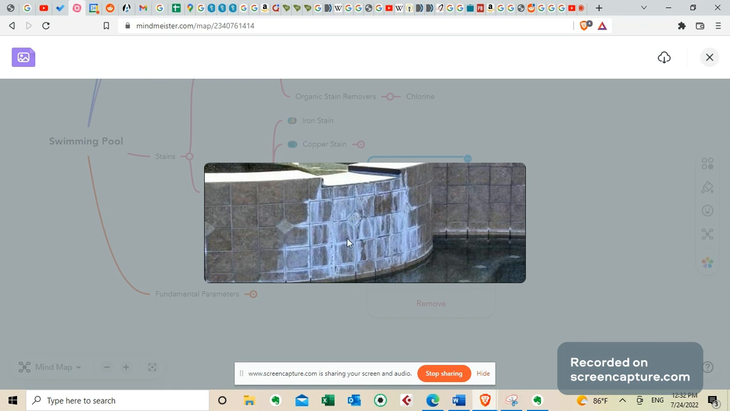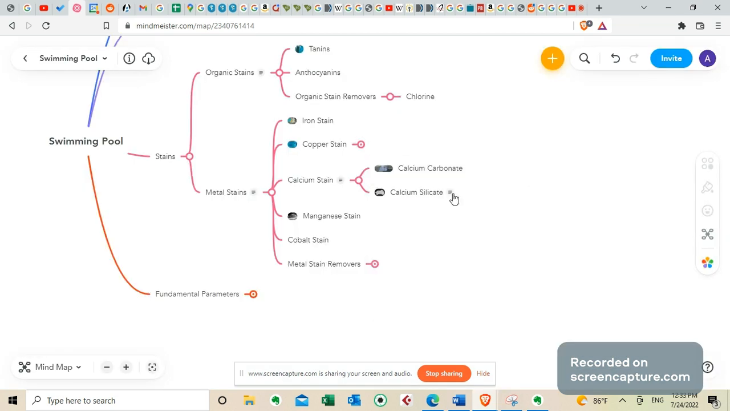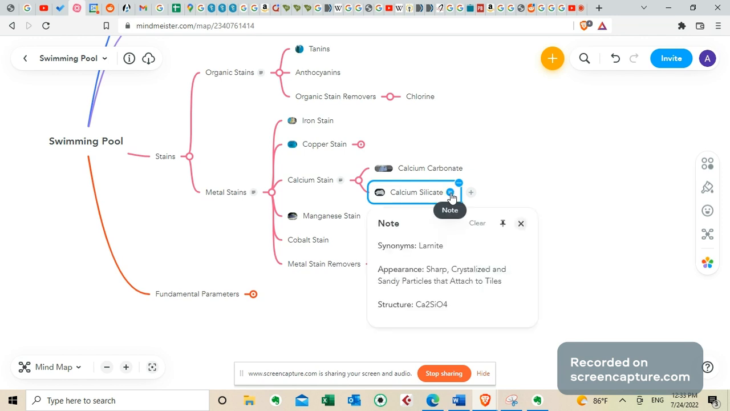So anytime you see something like this, white powder above the water line, especially on the tiles, though I think it could be underwater too, but you're usually going to see it above water. This is calcium carbonate, which is different than calcium silicate. Calcium carbonate is more common than calcium silicate. Calcium silicate is rare. You're probably not going to see this very often.